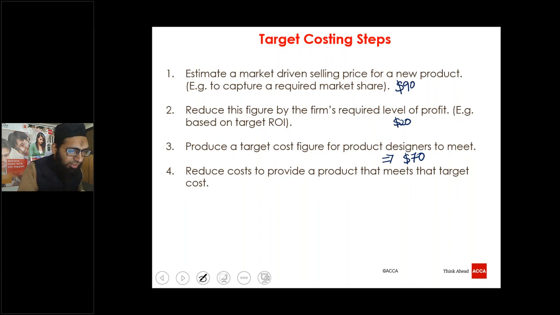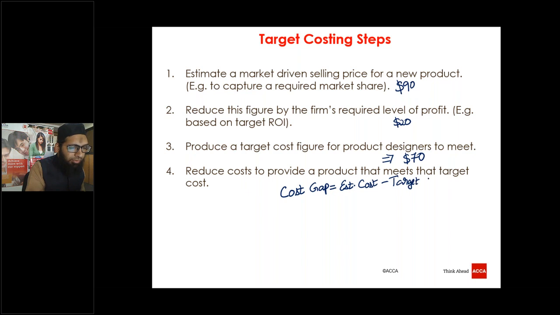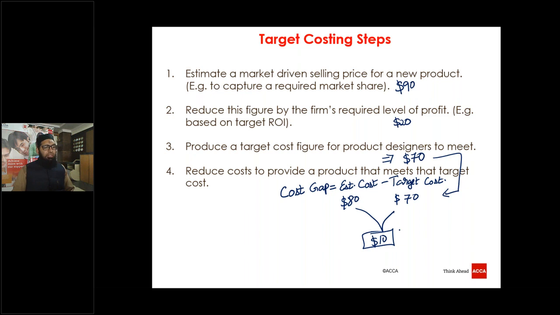One step that I have missed is the calculation of the cost gap. Please note that the cost gap will be estimated cost minus target cost. So for example, the estimated cost of this product is $80 and the target cost that I have calculated is $70. So the cost gap will be $10. So I will try my best to reduce or eliminate this cost gap before making the product.